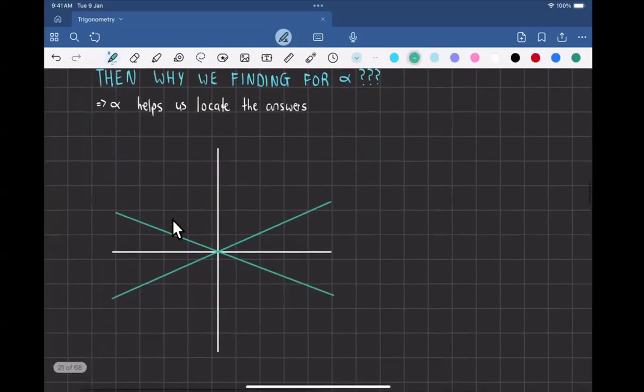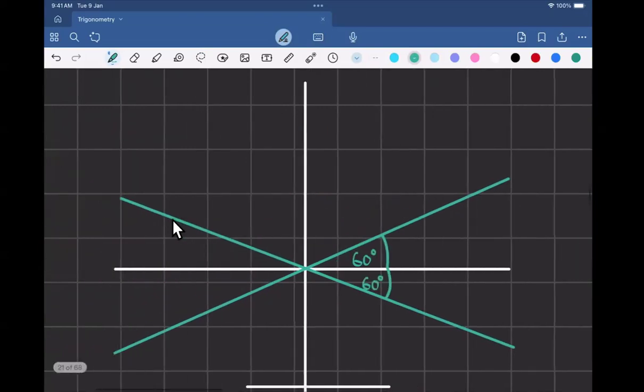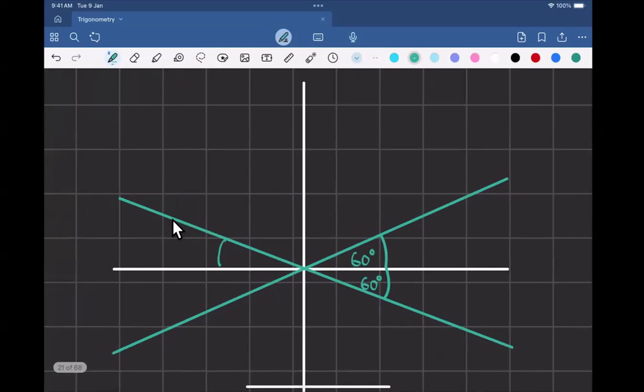Right. So we use the positioning of the reference angle to figure out everything, as you will see. That's the only reason for the reference angle. It's like the map from Dora the Explorer.